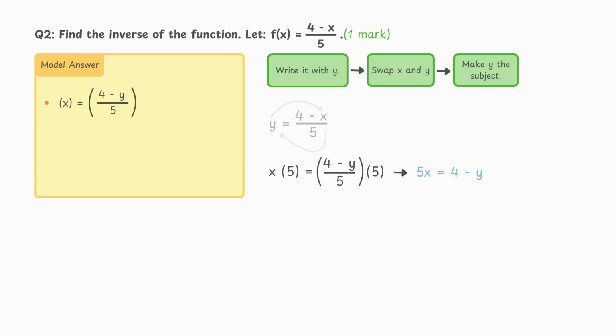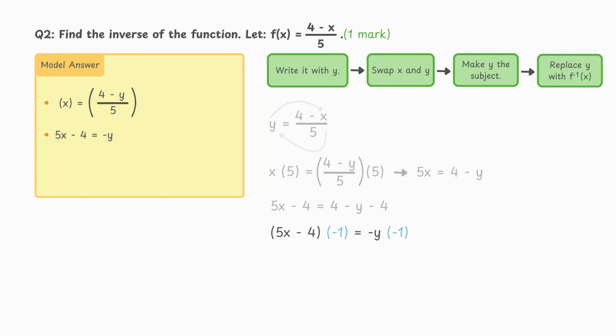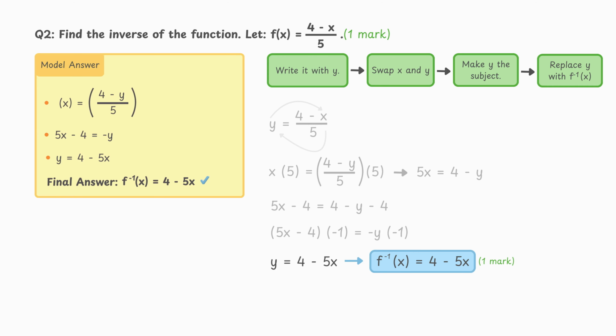After that, subtract 4. Therefore, we have 5x minus 4 equals negative y. Now we should multiply by negative 1 to get y on its own, since negative y is currently invalid. After that, we now have y equals 4 minus 5x. And that's it. The inverse function is 4 minus 5x.